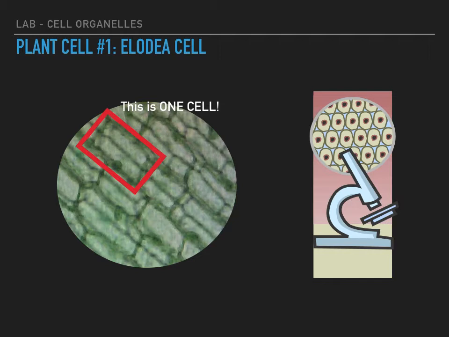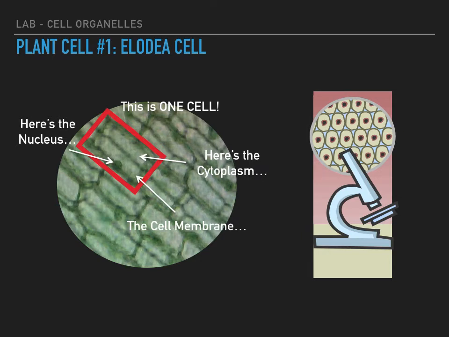Here are the organelles you should see. First, you have the nucleus. Surrounding that is the cytoplasm. Then the cell membrane. And because this is a plant cell, you have the cell wall.